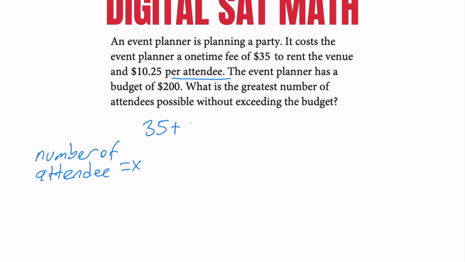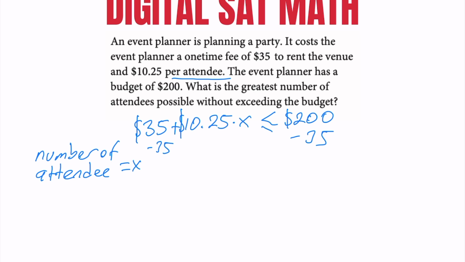So 10.25 times X is not going to exceed the budget. So it can be less than or equal to $200. To solve this, I'm going to take away 35 from each side to isolate the variable.